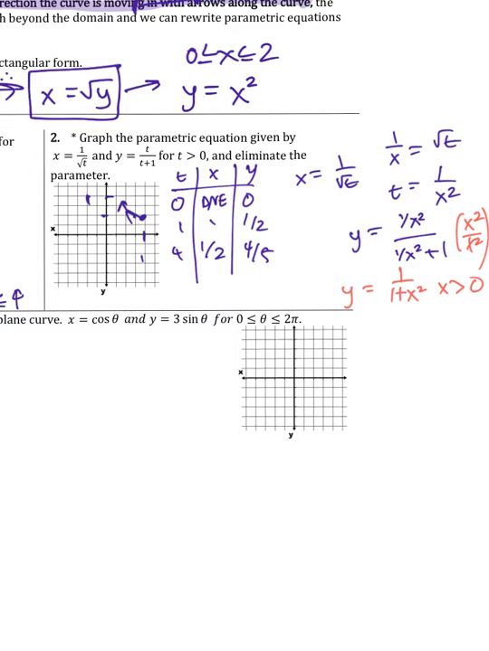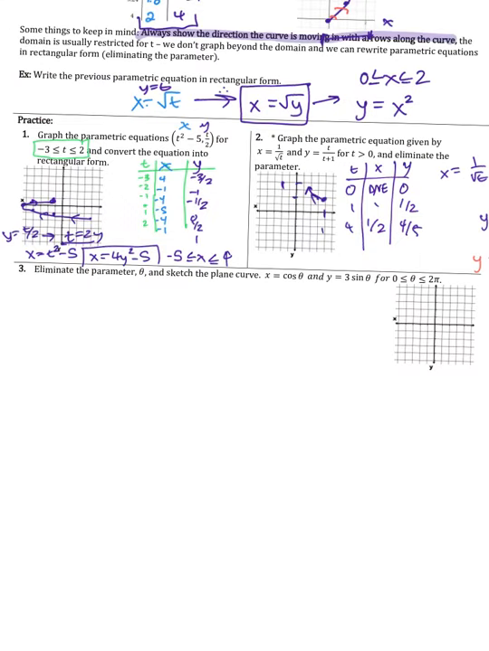Let's look at one more parametric equation before we move into polar, and you can go ahead and pause the video and try and work through this problem on your own, and then unpause it when you're ready. So in problem number 3, our parameter is theta instead of t. We're being asked to sketch the plane curve x equals cosine theta and y equals sine of theta on the interval from 0 to 2 pi.